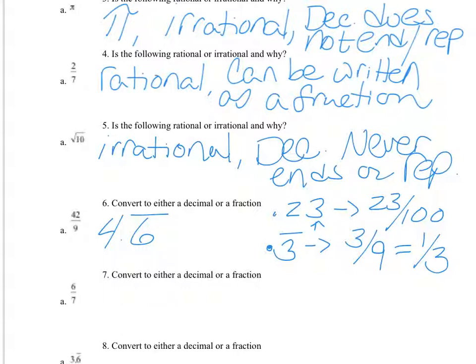So in 7, you're just going to change it to your basic decimal. You're going to get 0.857142857. Hopefully you're noticing that that is a repeating decimal. It starts repeating again at the 857. So that one is considered to be a repeating decimal.